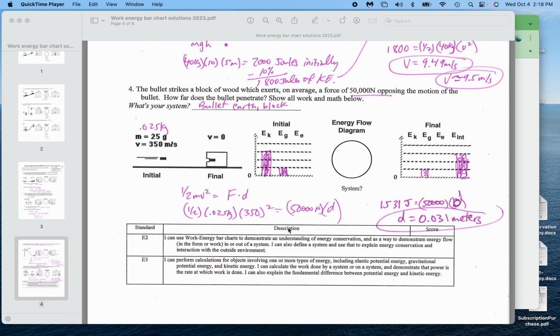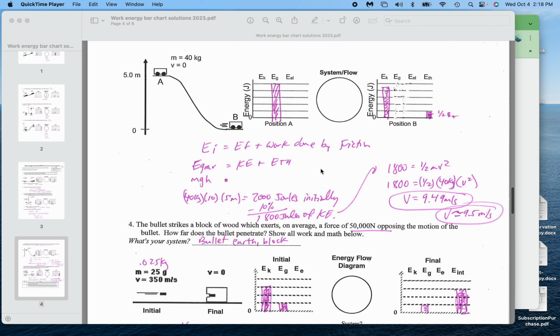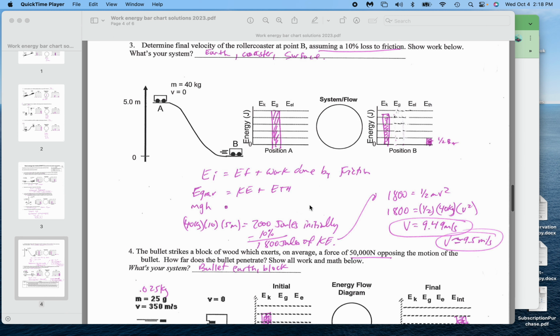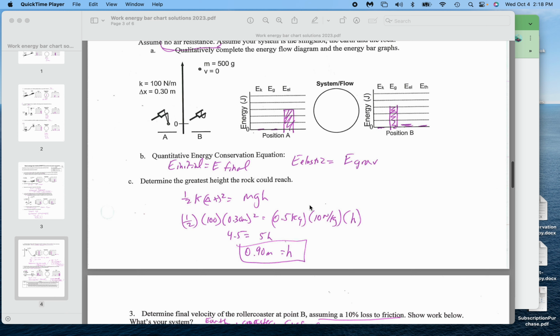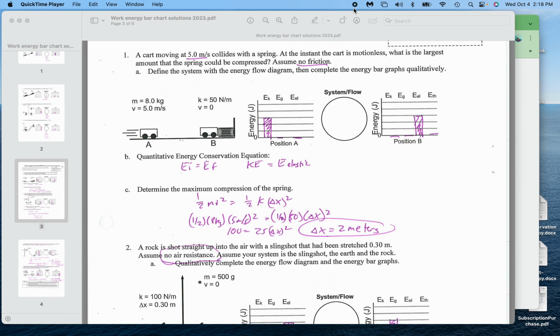This one might have been tough if you didn't recognize that it was work by the block on the bullet to stop it, and work as force times distance. I think this one should have been doable. You might have taken 10% off the speed instead of 10% off the energy. That would have been an easy mistake to make. This one should have been pretty straightforward. So I hope that helps.